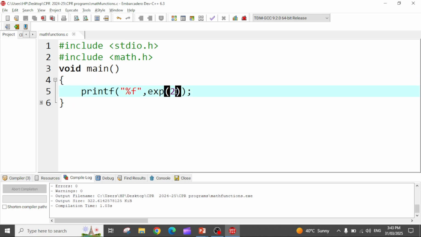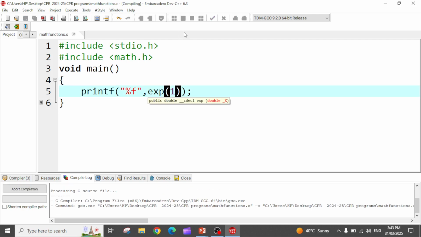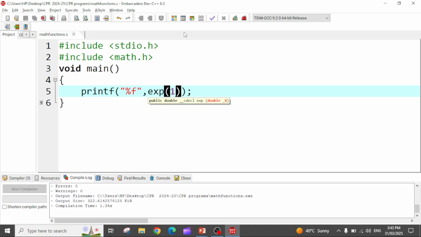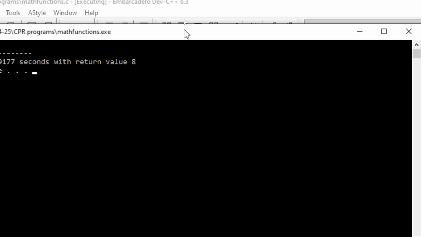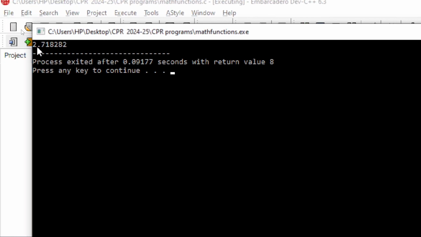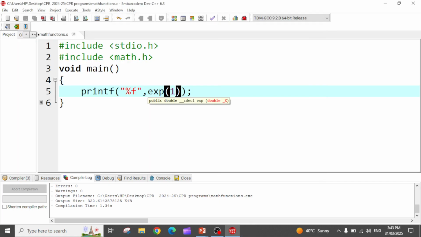We know the value of e, and if e raised to 1 is taken, then it will straight away give me the value of e itself, because any number raised to 1 will be that number itself. So the value of e is 2.718282. That is all about the exp function.